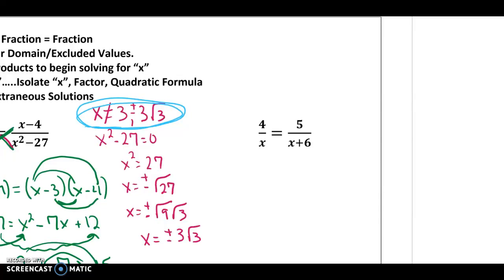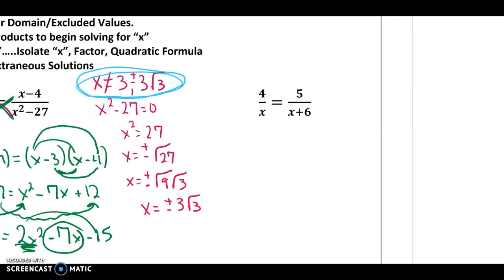All right, so let's take a look at the next problem. A little simpler. Again, with a fraction equaling a fraction, and you have variables in there, the easiest way to solve these type of problems is cross products. So I'm going to be taking 4 times x plus 6, and then the other side, that means it should equal 5 times x. First, I guess maybe you'll see it better here. Distribute: 4x plus 24 equals 5x.